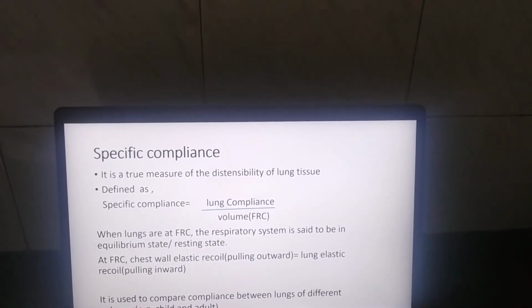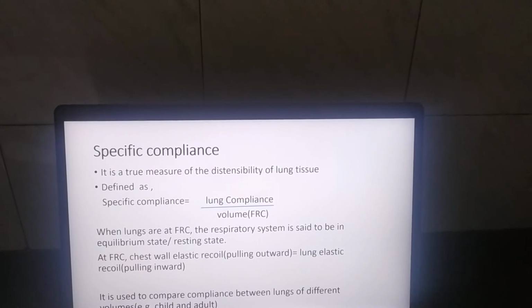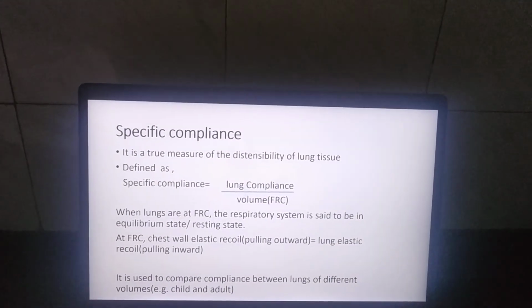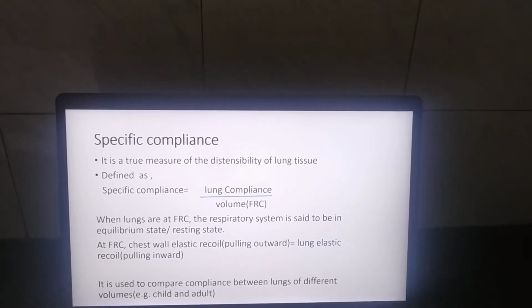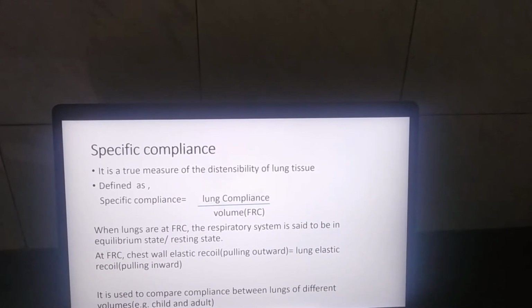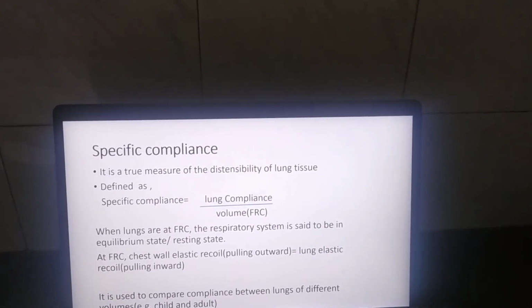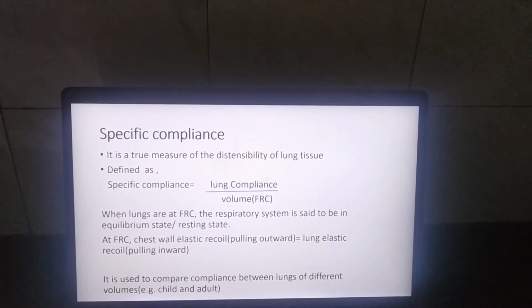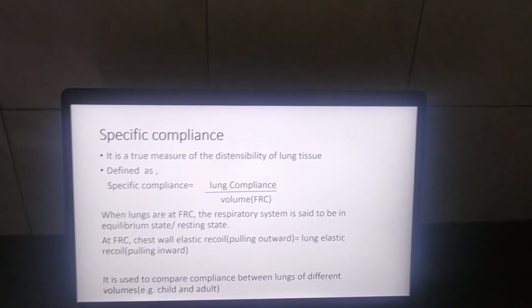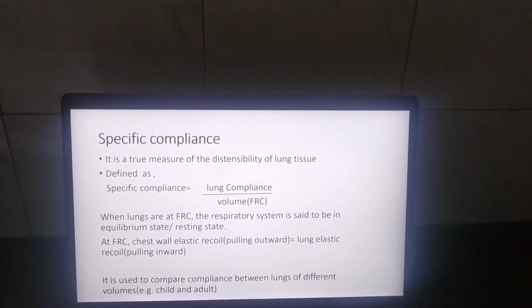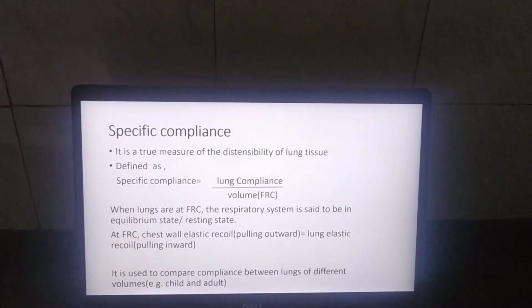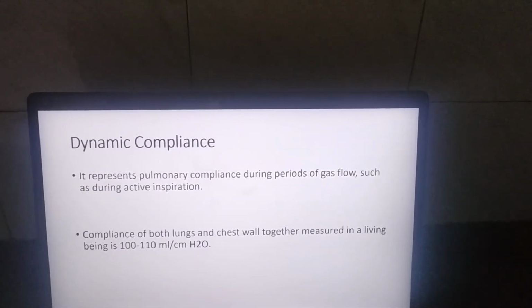So this specific compliance can be used to compare compliance between lungs of different volume, for example, of child and adult. In child and adult, both lungs may have the same distensibility, but lung sizes are different. So the functional residual capacity of these two cases would be different. So this is about the specific compliance.